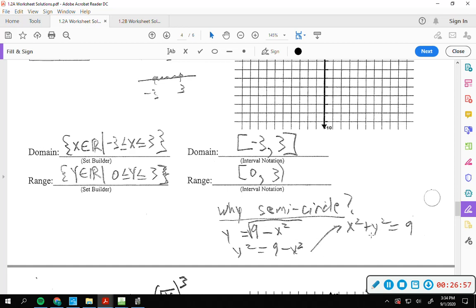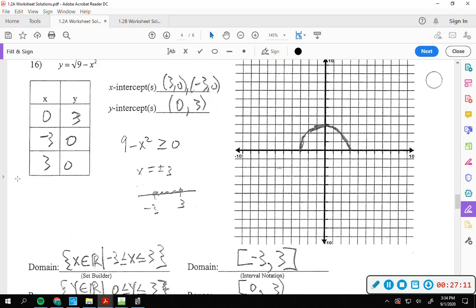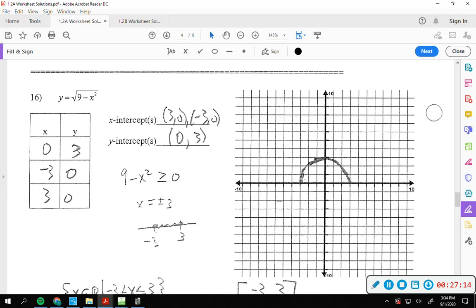If I started here and worked the other direction, okay? If I got y squared by itself by subtracting x squared and I took the square root, I need to consider plus or minus. If that would have had a negative sign out front, it would be the exact same graph except below. It would be the bottom half of that circle. But we need to remember the square root of a number minus x squared is a semicircle every time. And we're going to see it a lot throughout the year.